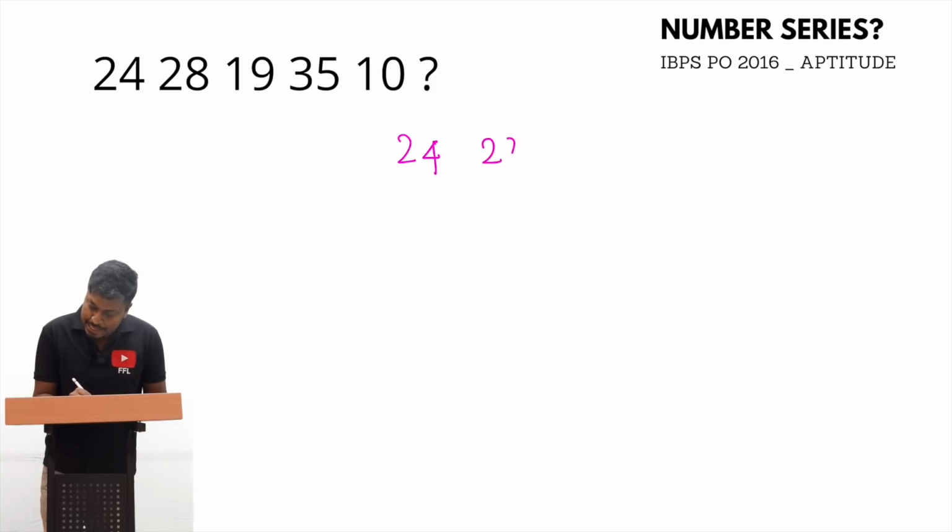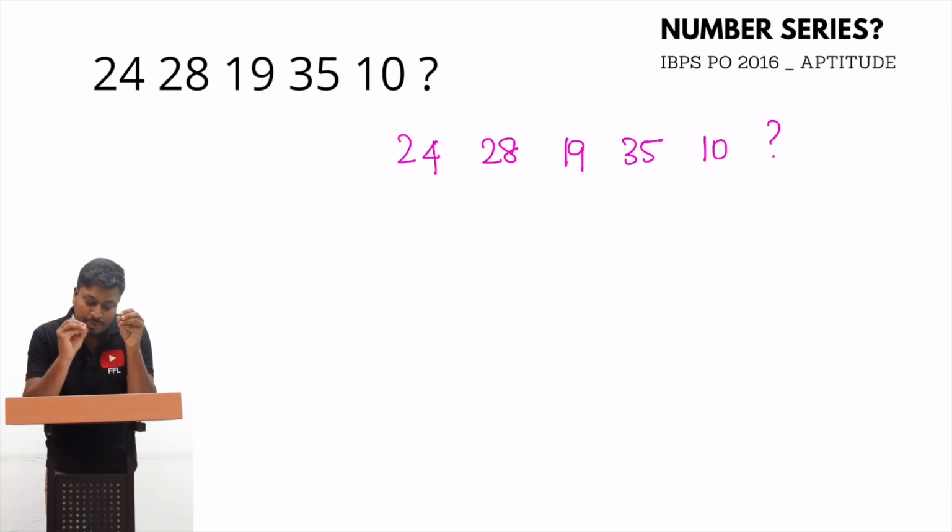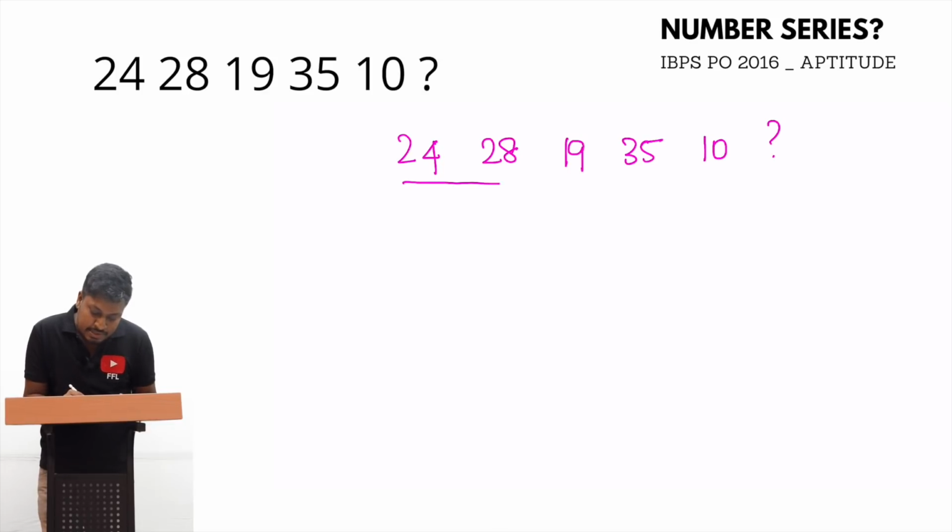So third question. The third question is 24, 28, 19, 35, 10 question mark. So just listen here. By seeing the series, 24, 28 and 19, by looking at the first 3 numbers you can guess one thing: the number is not increasing. You can see 24, 28 and then 19, a number is getting decreased here. Similarly the next number is increasing, again the next number is decreasing.